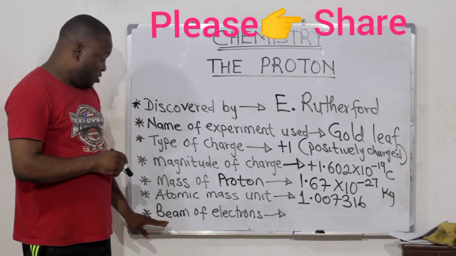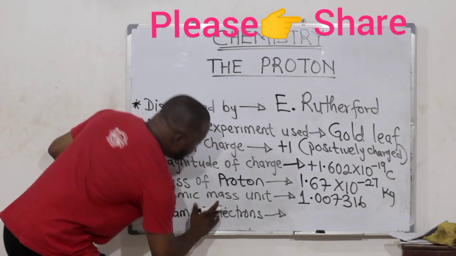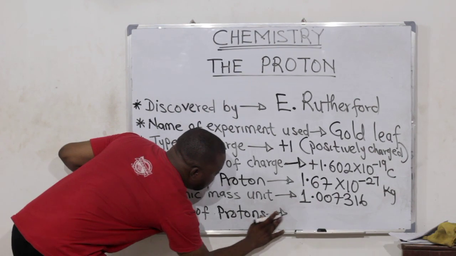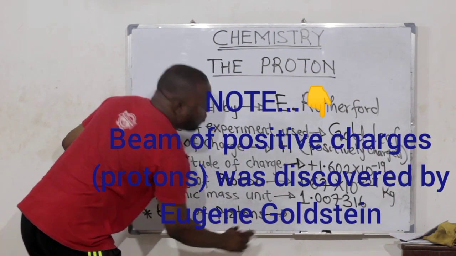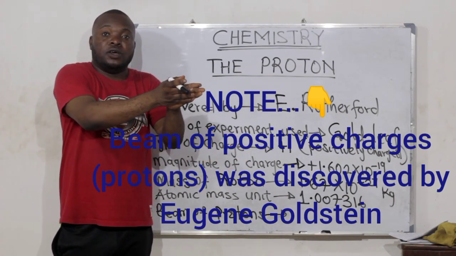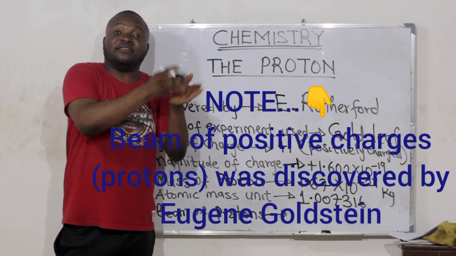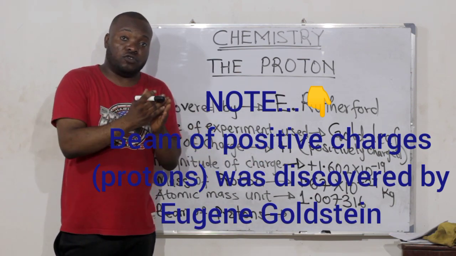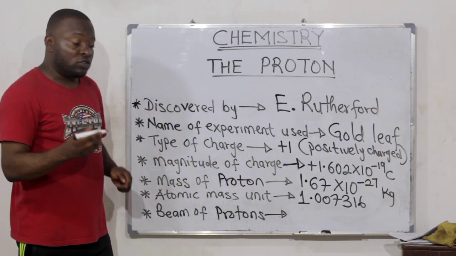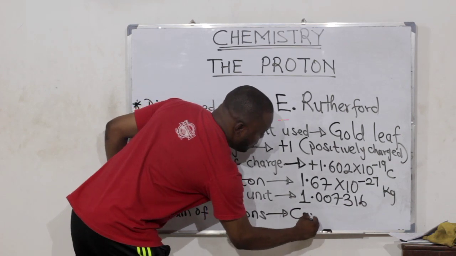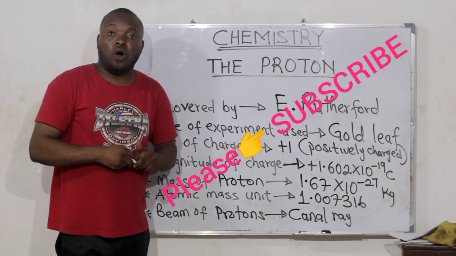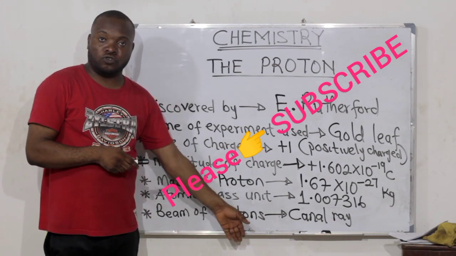And finally, the beam of protons is called what? Now, collection of protons, just as we did in the previous video, beam of electrons, collection of electrons is called cathode ray. That simply means that cathode ray is negatively charged because it is composed of electrons. But the beam of protons, which is positively charged, is called canal ray. So the canal ray is composed of positive charges, which is the proton.